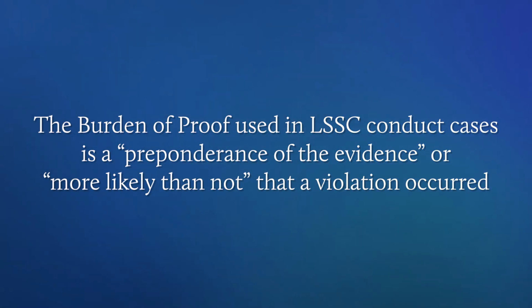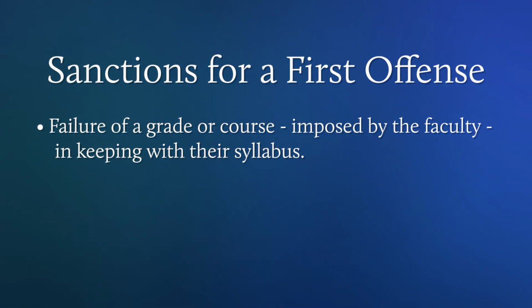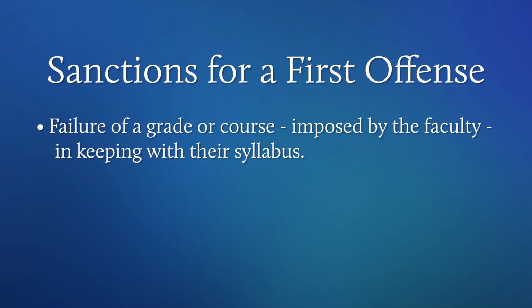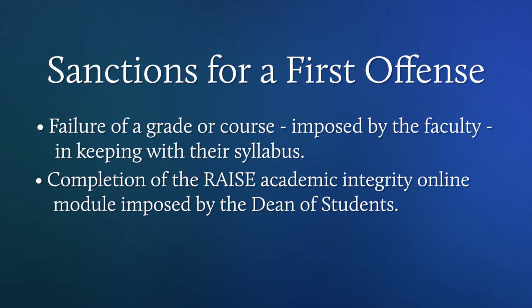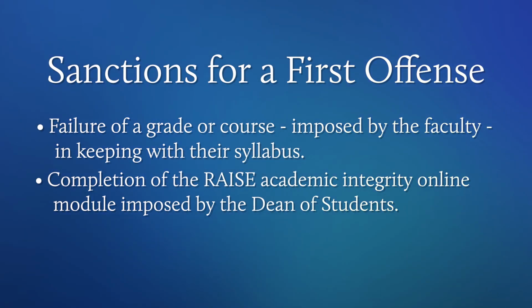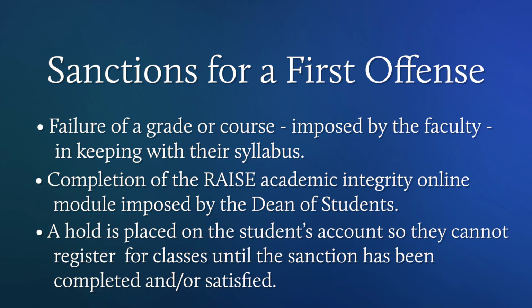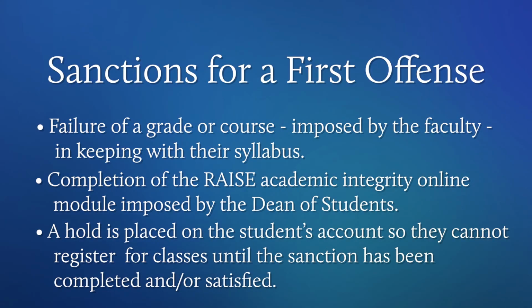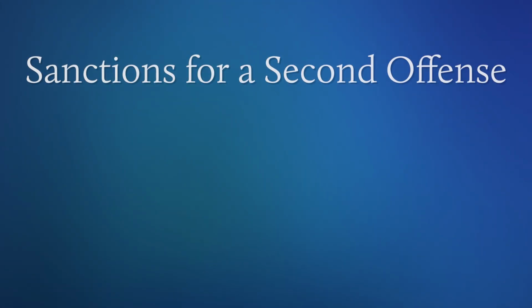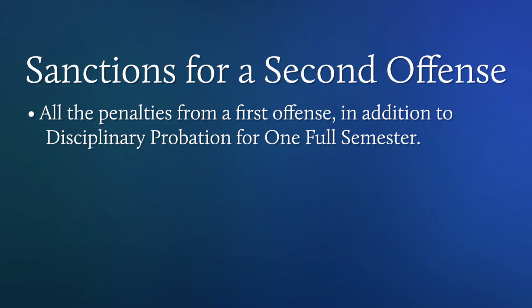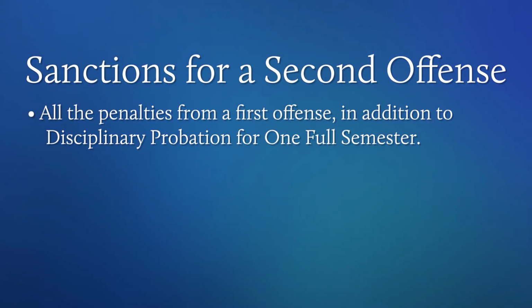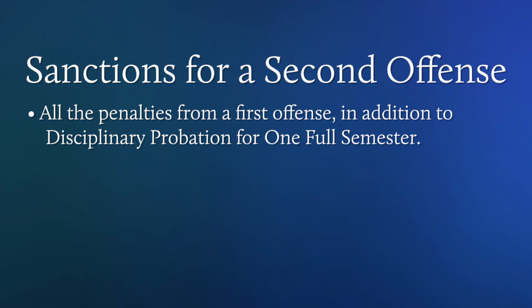that a violation occurred. Sanctions for a first offense include failure of a grade or course imposed by the faculty in keeping with their syllabus, completion of the RAISE Academic Integrity online module, which is imposed by the Dean of Students, and a hold is placed on the student's account so they cannot register for classes until this sanction has been completed and/or satisfied. In the case of a second offense, again, it's the failure of the grade or course, completion of the RAISE Academic Integrity online module, and disciplinary probation for 1 full semester.